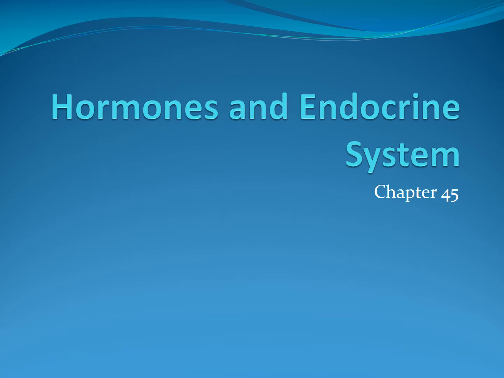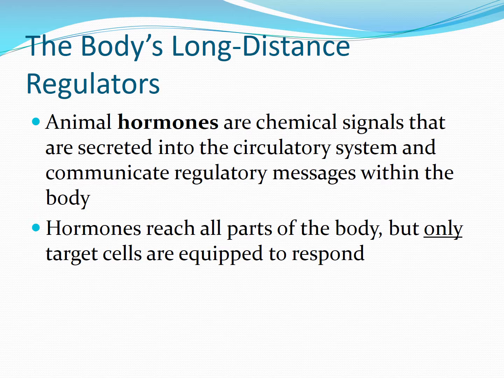If you see a question on the endocrine system, they should give you all the background information that you're going to need, and they'll probably give you some type of diagram. So just first to get started, hormones, as we've mentioned before, are chemical signals that are secreted into the circulatory system, and then they're going to move throughout the body in the blood, to be able to communicate different messages within the body.